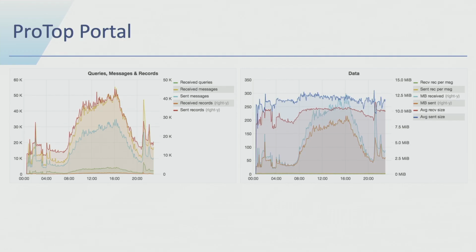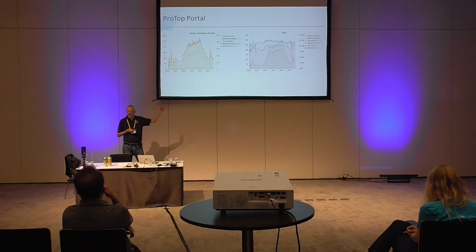So if you're releasing some code and you did something wrong and all of a sudden you have a lot more traffic, then you're going to see some spikes in the charts.